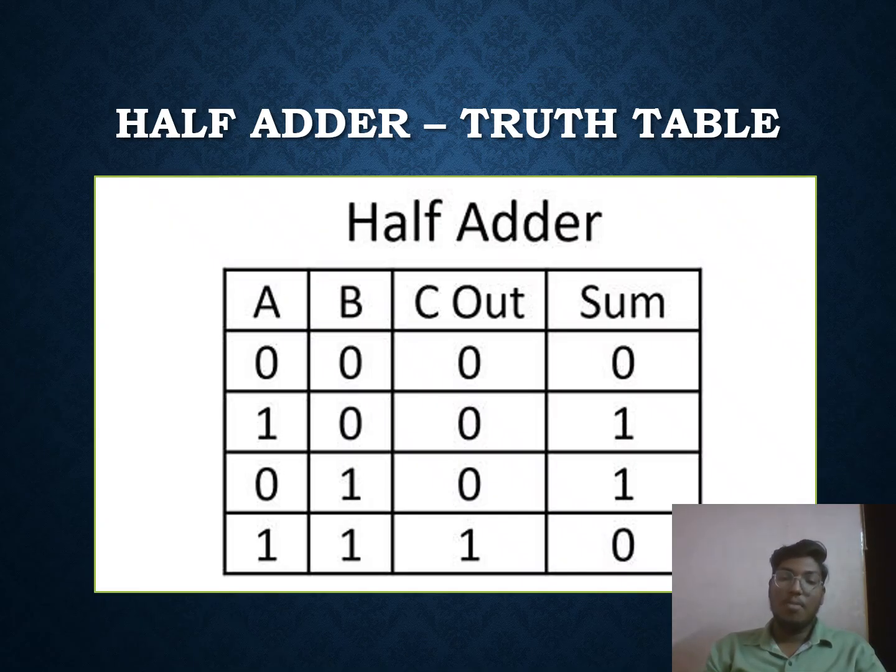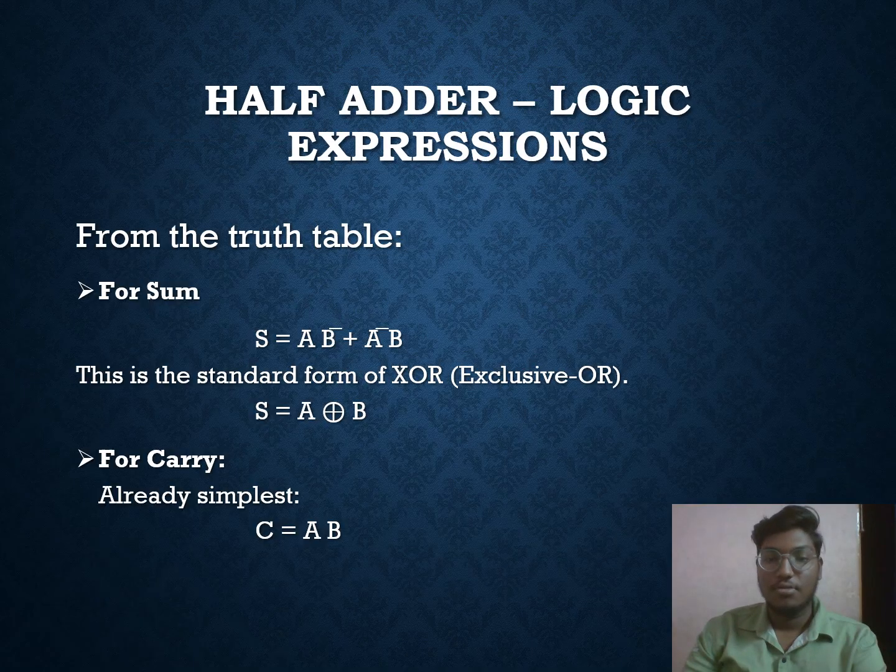For the 0, 0 input combination, we have carry 0, sum 0. For the 1, 0 combination, we have carry 0 and sum 1. For the 0, 1 combination, we have carry 0 and sum 1. And finally, for the combination 1, 1, we have carry 1 and sum 0. From this truth table, we can derive the logic expression and further simplify it for the construction of the half adder.